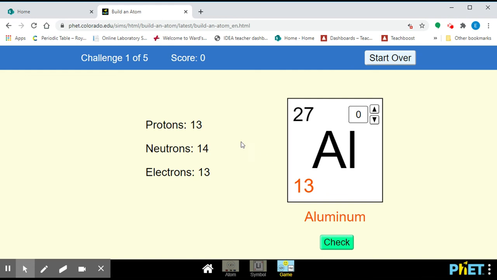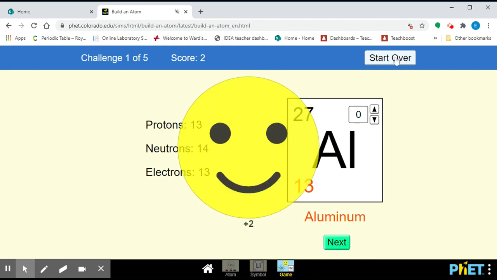So in this case, I have 13 protons, 14 neutrons, and 13 electrons. And I need to find the number, or the charge, which is the protons minus electrons. So I'd take my 13 protons, I'd subtract my 13 electrons, my charge is 0. When I check that, it's correct.